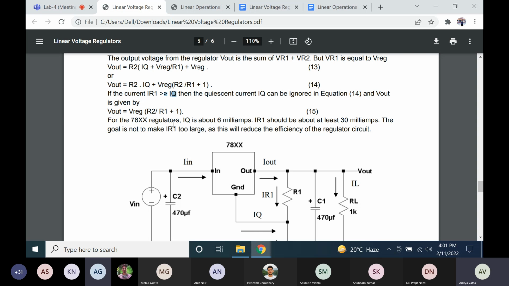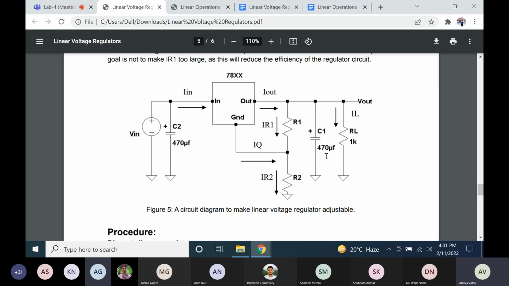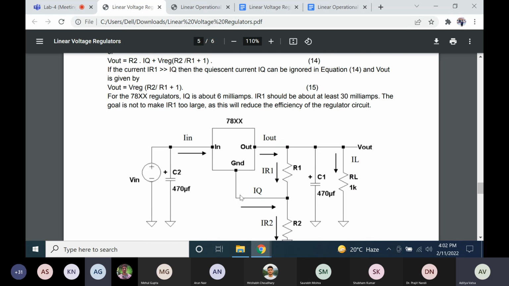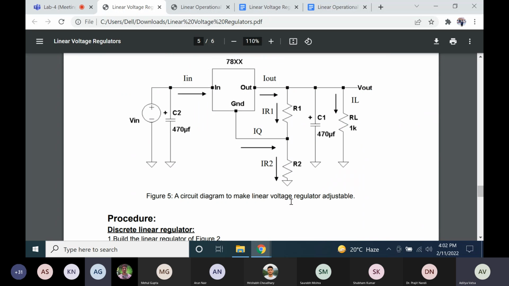So V out will be V regulated plus V regulated into R2 by R1. So there is some minimum value, and then we can vary it from there. That is why it is adjustable. So V out is VREG into R2 by R1 plus VREG. So VREG plus something. We will change the value of R2, and we will vary the V out. So this is the adjustable regulator.